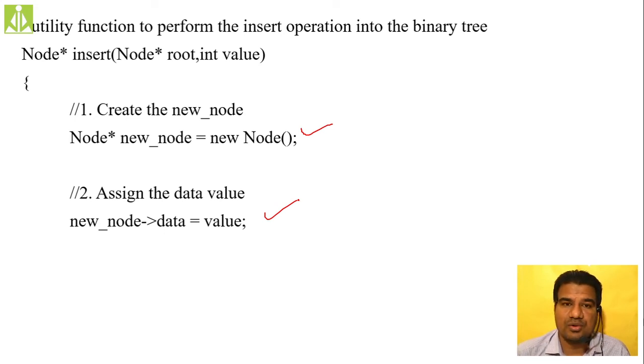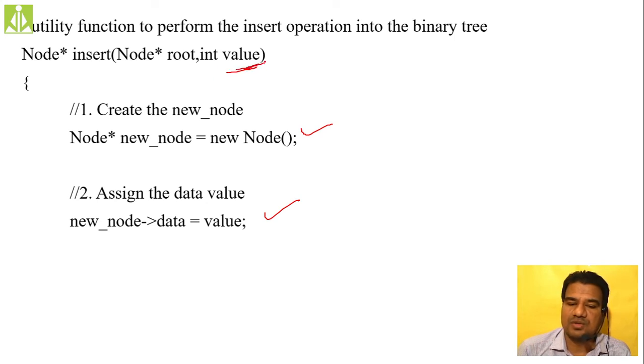So create the new node: Node star newNode equals new Node, allocating the memory. Once the node is created, store the data into it. How can we store the data? newNode of data equals new data. That's it. But over here, instead of new data, what I said was value.